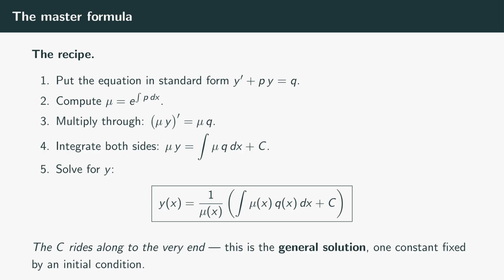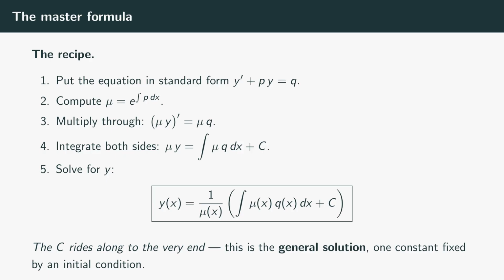On the left, you simply undo the derivative, leaving mu times y. On the right, you integrate mu times q, and this is where a plus c appears. Step 5, divide by mu to isolate y. So y of x equals 1 over mu times the quantity, the integral of mu times q plus c. That is the general solution.